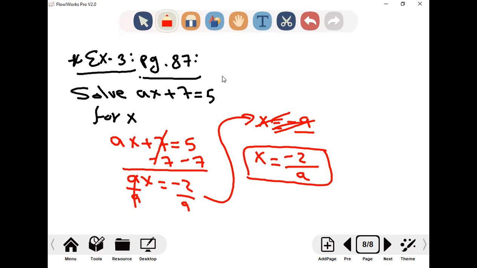What does it mean to solve this equation for x? It means we'll make x alone. We'll do the steps. We have plus 7 and a. Same steps to get x alone. This is how we solve it for x. It's not a number. Now if a is given, then x will be calculated. If a is 8, then x equals negative 2 over 8 and so on. Done?